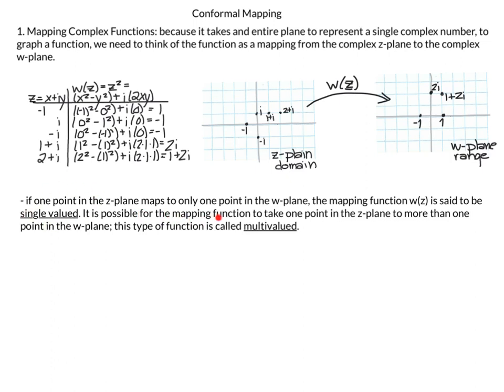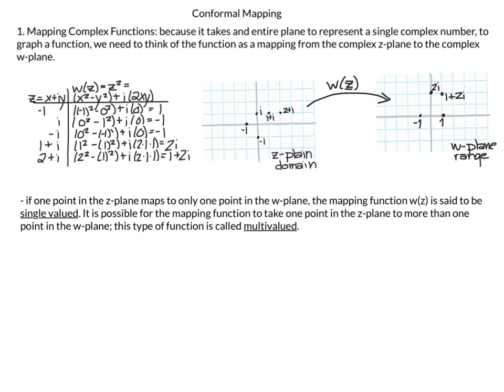It is possible for the mapping function to take one point in the z-plane to more than one point in the w-plane, and this type of function is called multi-valued. Examples of multi-valued functions would be the logarithm or something like the square root of z, because the square root of 4 can give you positive or negative 2.